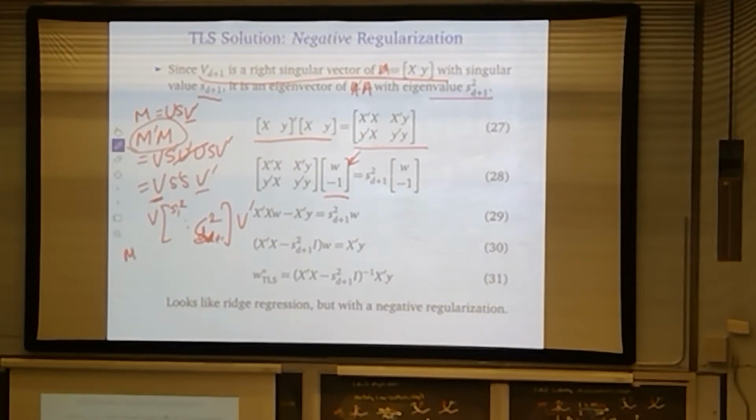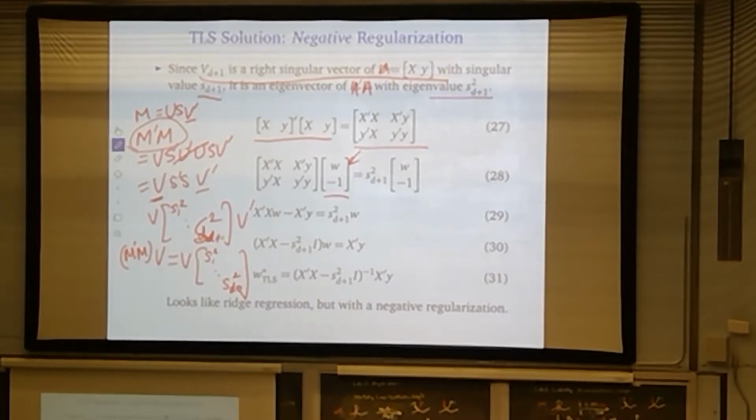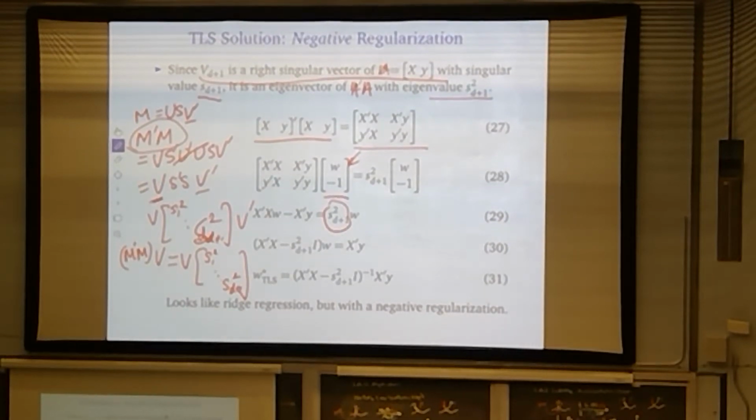This means M transpose M times V equals V times diag(S1 squared to SD plus 1 squared). This is just the eigenvector definition. The eigenvector must correspond to the eigenvalue of this particular term. So then W minus 1 has to satisfy this equation.